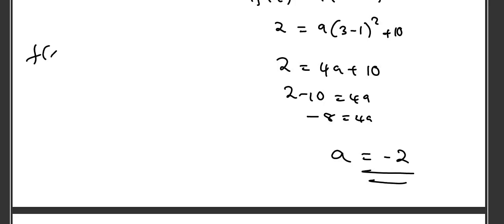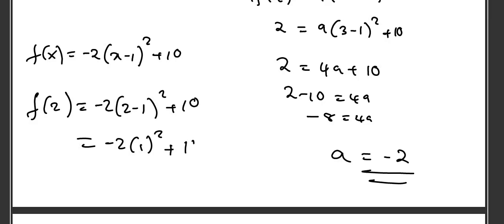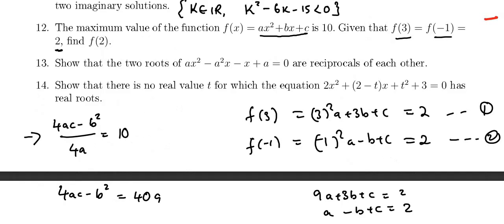Now you know how the quadratic in completed square form looks like. So now we are having this, and we can easily get whatever we want here, because we know what a is. So now f of 2 is simply going to be negative 2, you put 2 minus 1 squared, plus 10. This is just negative 2 times 1, then this is plus 10. This will give you 8. So f of 2, the one we're looking for, will simply be 8. That's basically how we go about number 12. Yeah, that's the easiest.